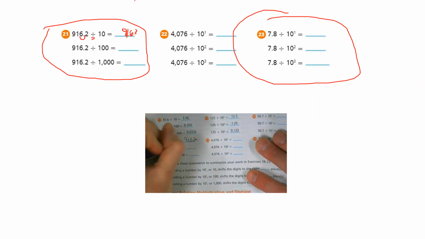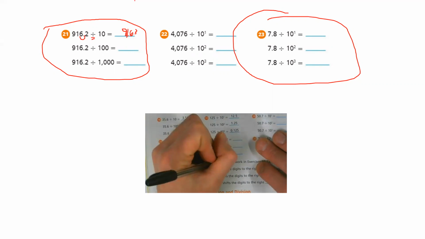This moves in twice, right? Because it's divided by 100, which really means divided by 10 to the second power. They're the same thing. So that means it's going to move in 2 spots. 9.162. And then this is divided by 10 to the third power, right? Because 1,000 is 10 times 10 times 10. So it's divided by 10 to the third power. 1, 2, 3. Turns into 0.9162.